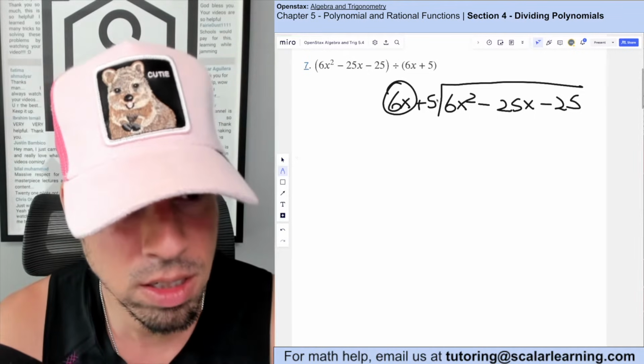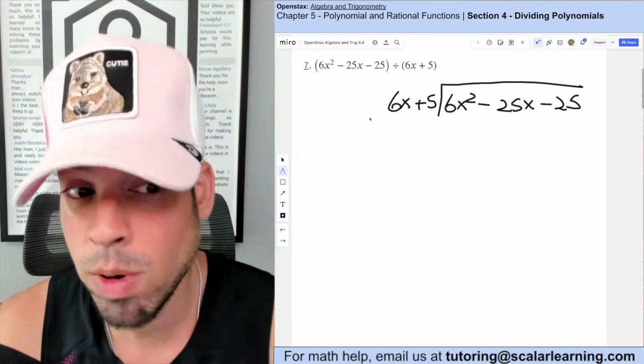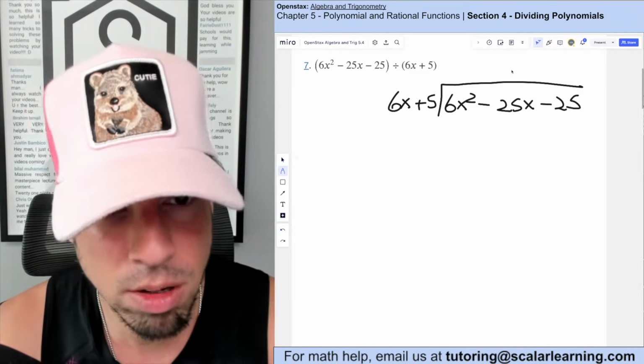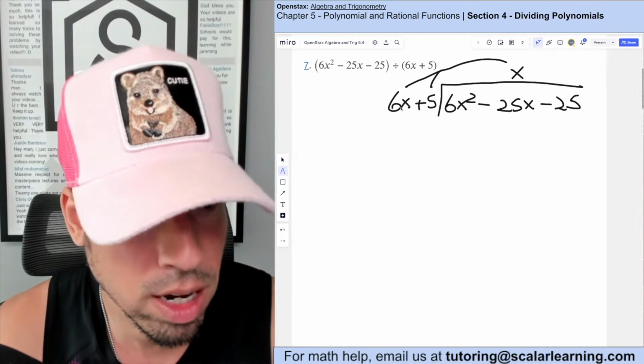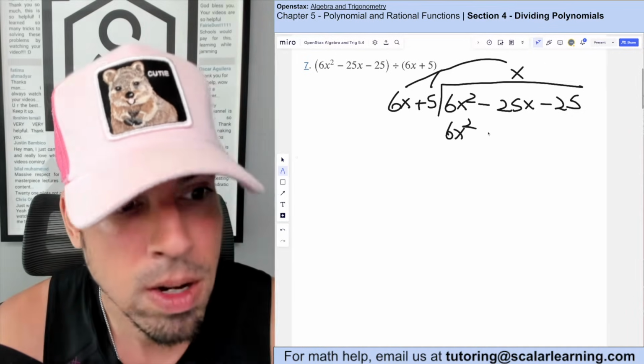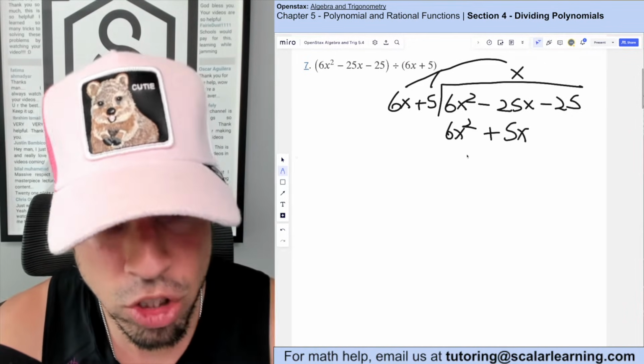How many times does 6x go into 6x squared? Or what do I multiply by to get 6x squared? That would be just a single x. And then we multiply against both of these. X times 6x is 6x squared plus 5 times x, which is 5x.